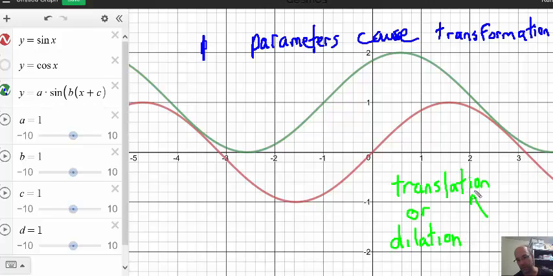So translation is the position. It changes the position of the graph. It's like a shift, and the dilation is the change of shape. We have two of each, and basically the position ones are caused by the letters C and D, and the dilation is caused by the letters A and B, as we will see.